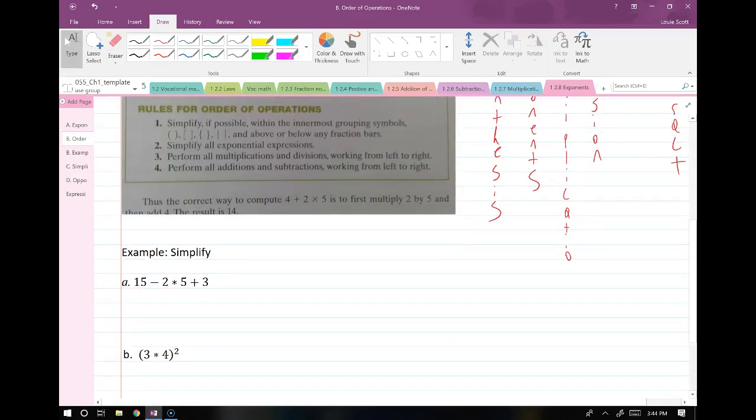Okay, so let's tackle some order of operations problems. So on this one here, example A.